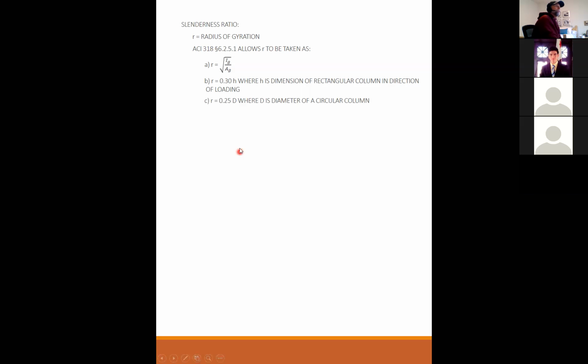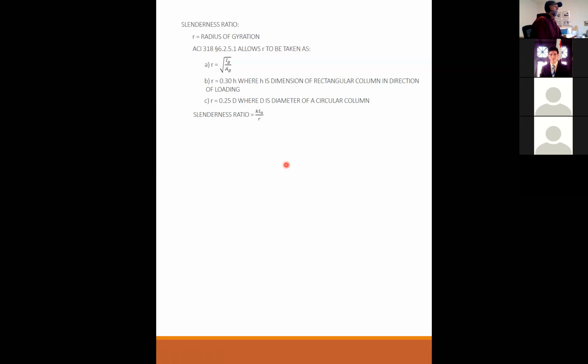You can use 0.25 d if d is the diameter of a circular column. The slenderness ratio is defined as KL over r. So you could have a really long column, but if it's a really stout and stiff column, then it might actually be less slender than a fairly short column that is like a wet noodle.